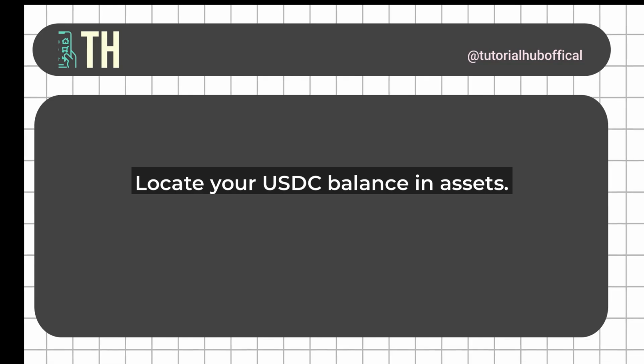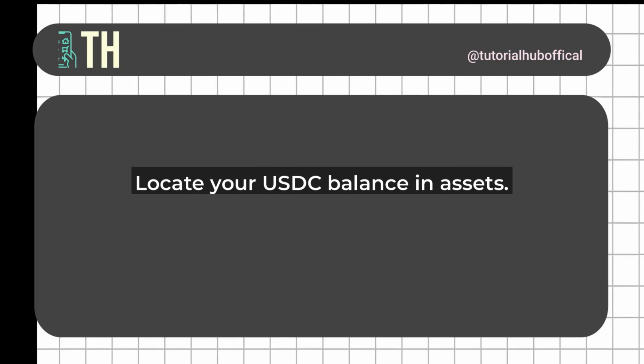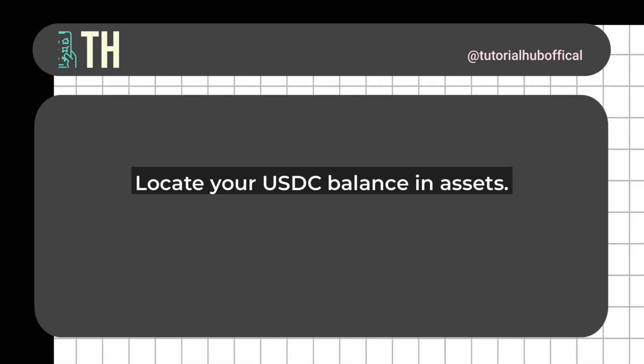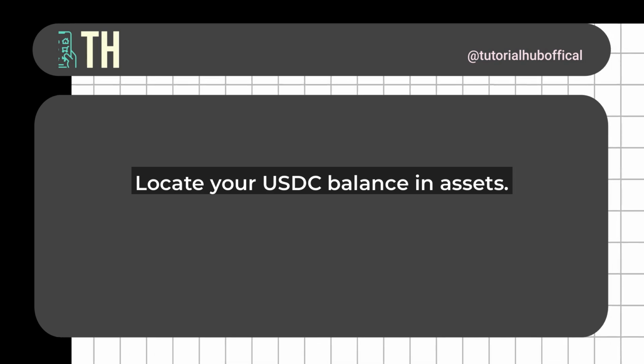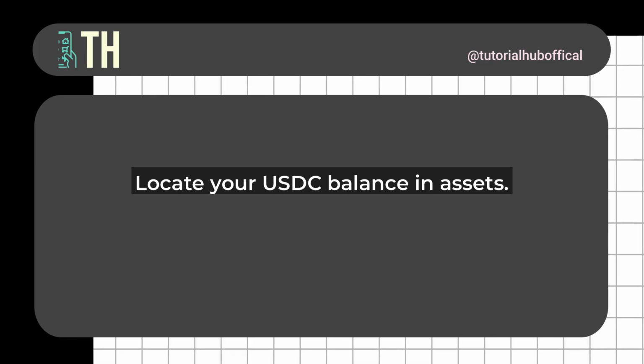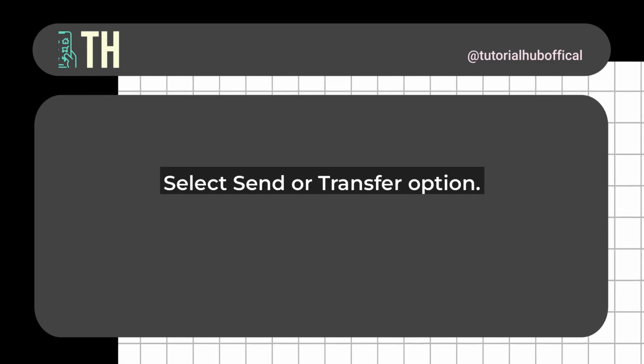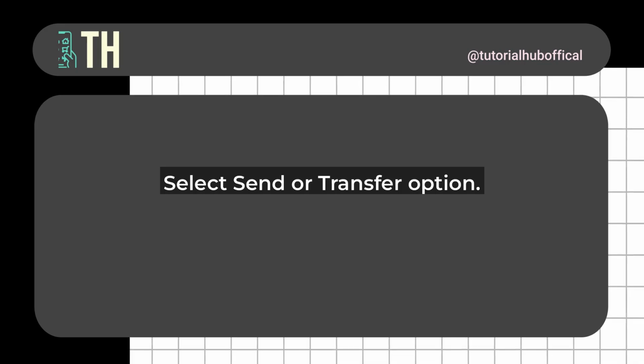First off, make sure you have the latest version of Phantom Wallet installed on your phone or browser. It's free from the official app stores, and always double-check for updates to avoid any glitches. Once you're logged in, head to your Assets tab and locate your USDC balance. This is where the magic starts.